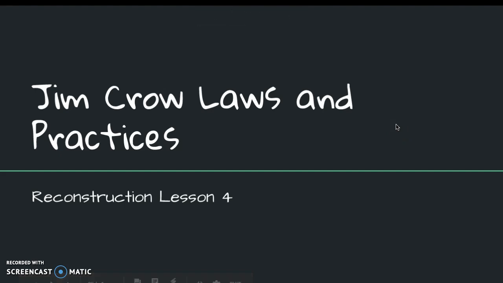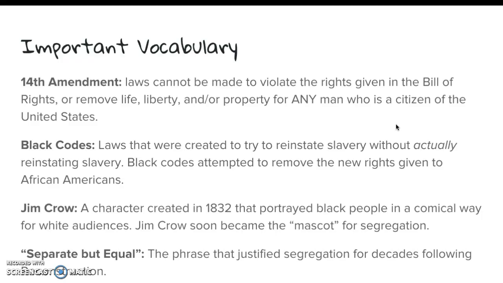At this point, you have learned quite a bit, so for this very last lesson, we are going to be talking about the Jim Crow laws and practices. Important vocabulary that you need to know for this lesson are these four things.